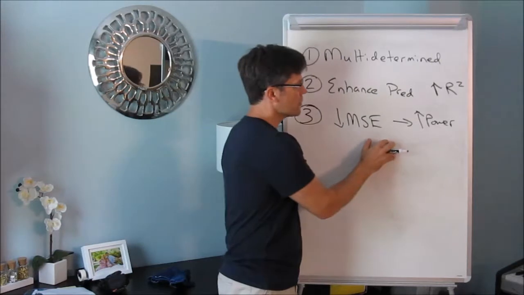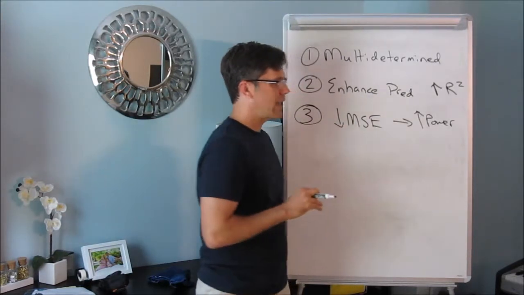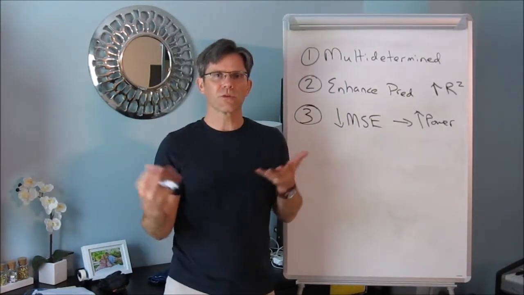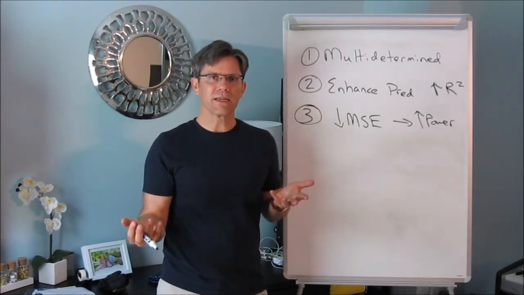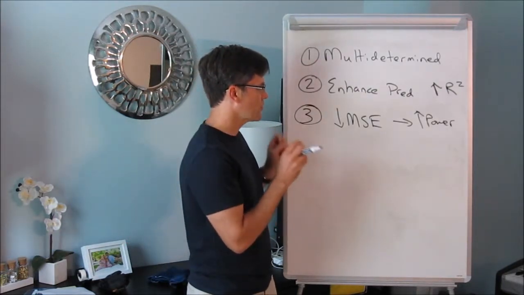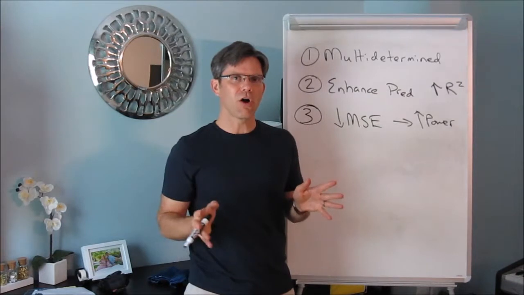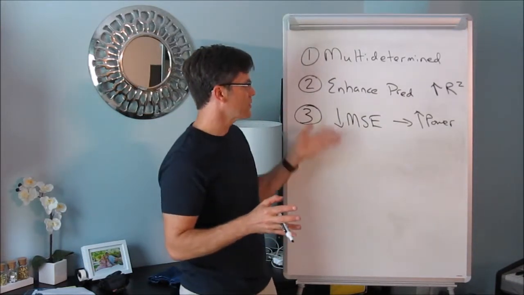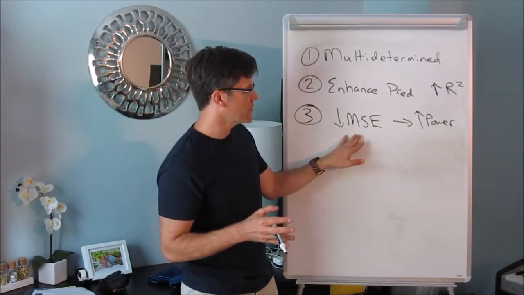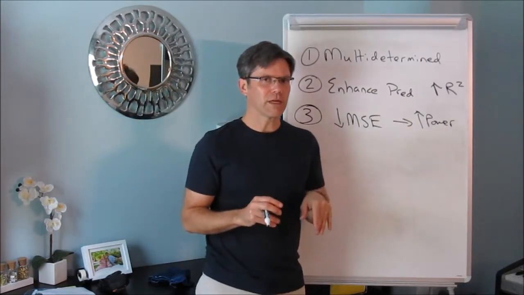That's particularly true when the additional predictors that we add to the model are not too redundant with the predictors that are already present. So if we add in a predictor that's relatively unrelated to the predictors that are already present, but is related to the outcome variable, then we push that mean squared error down and we can augment our power.